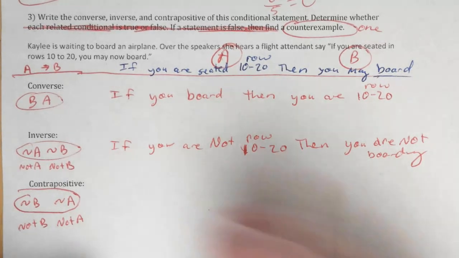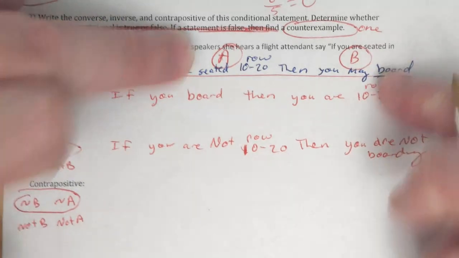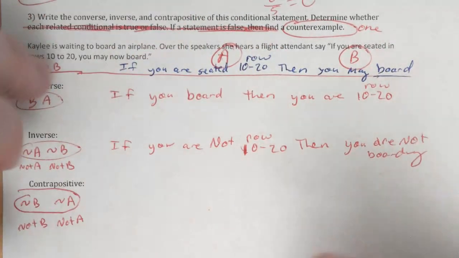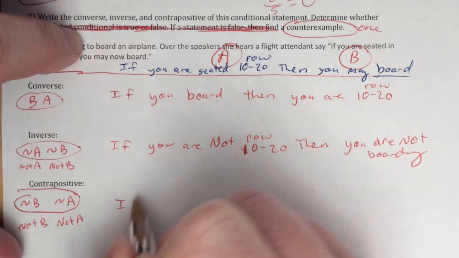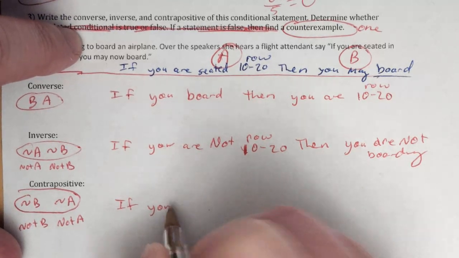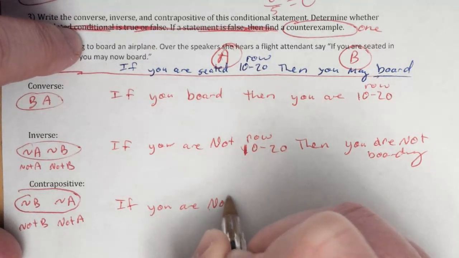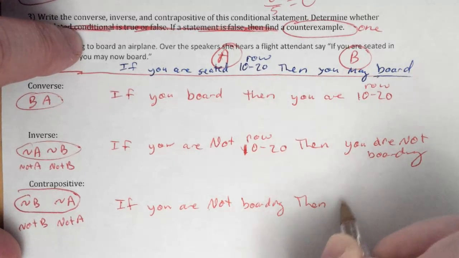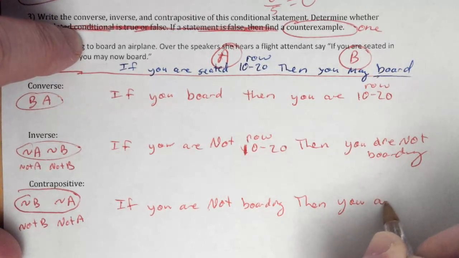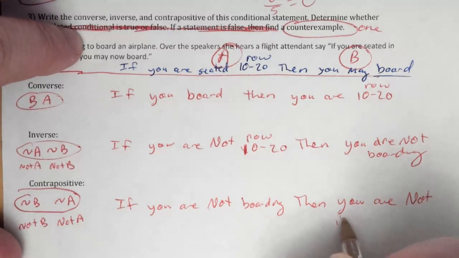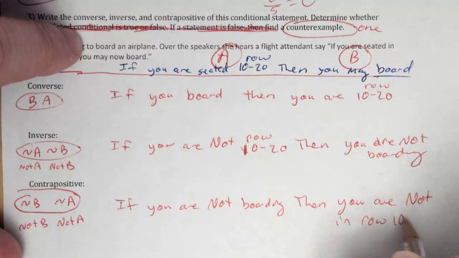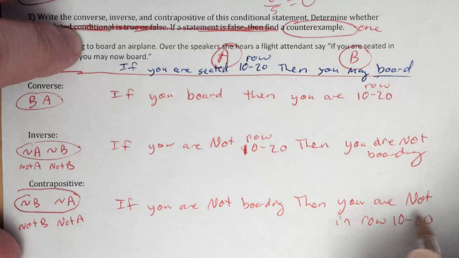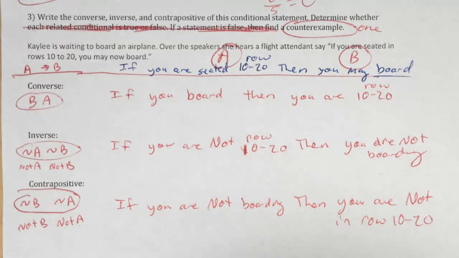Okay, and then right here for the contrapositive, you switch them and you put in the word not. So if you are not boarding, then you are not in row 10 through 20. All right, so now that we have those, those are all of our answers.